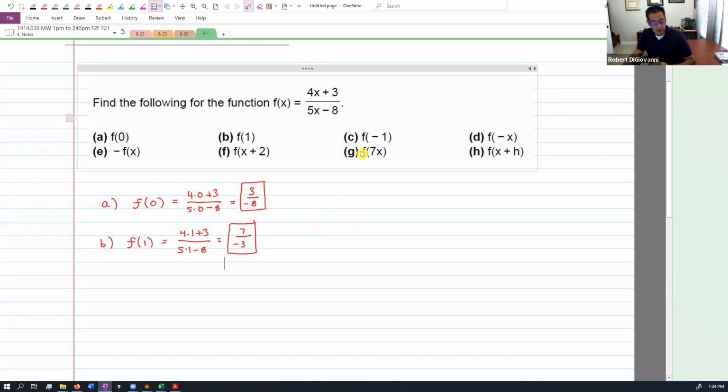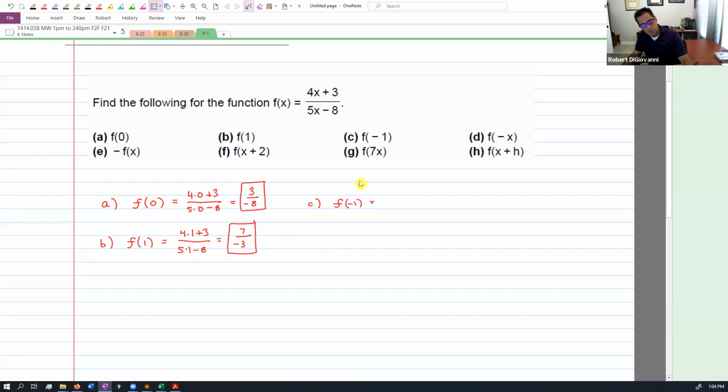And let's see, we'll plug in -1. We'll get 4 times -1 plus 3, and then 5 times -1, and then minus 8. So up top, we get -4 plus 3, which is -1. And on the bottom, we get -5. Take away 8 more, we should be at -13. And that will be positive 1 over 13 because a negative divided by negative is positive. So all of what I'm doing here should be pretty okay for you, just plugging numbers into a function.